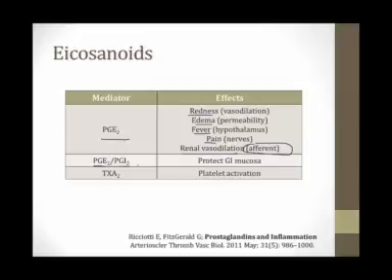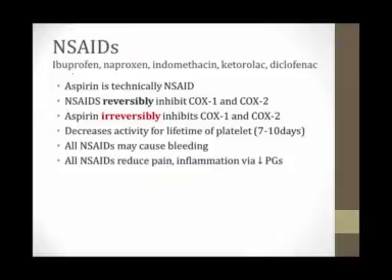Prostaglandins E2 and I2 are both important for protecting the GI mucosa, and this is the reason that aspirin can have a negative effect on the GI mucosa. And then, as we talked about before, thromboxane A2 is derived from arachidonic acid via cyclooxygenase, and thromboxane A2 is important for platelet activation. NSAIDs are nonsteroidal anti-inflammatory drugs.